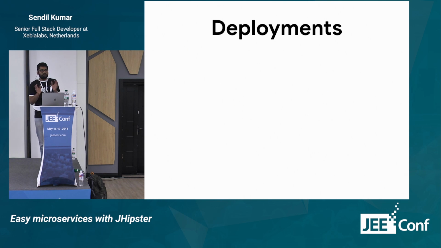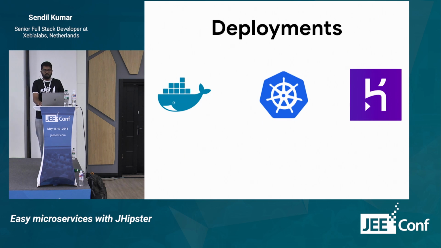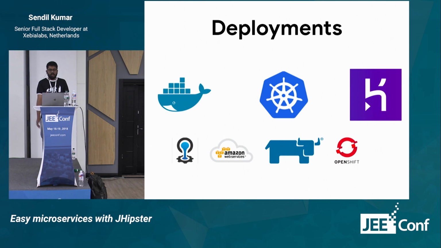And the main problem with microservices is deployments, because you have to deploy it correctly, and there are multiple options available, which means it has a lot of boilerplate code. So JHipster does provide the following options for you. An entire set of options: you can use Docker Compose, you can use Kubernetes, you can use Heroku, and Cloud Foundry, AWS, Rancher, and OpenShift.